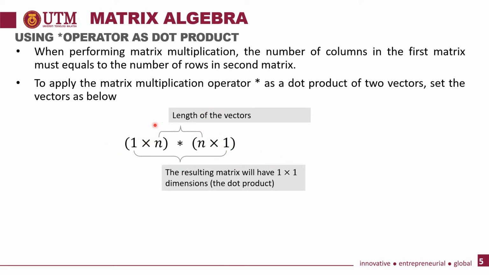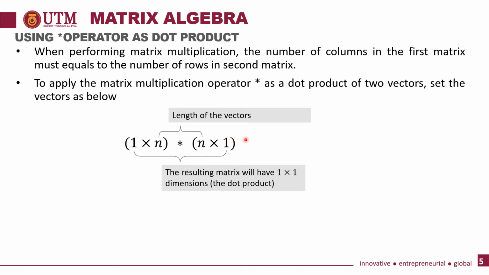For the vectors, the first vector must have a size of 1 for the rows. The rows must equal 1, and it doesn't matter how many columns you have. Then you have the star operator here, and the second vector must have multiple rows, and you need to make sure that it only has one column.